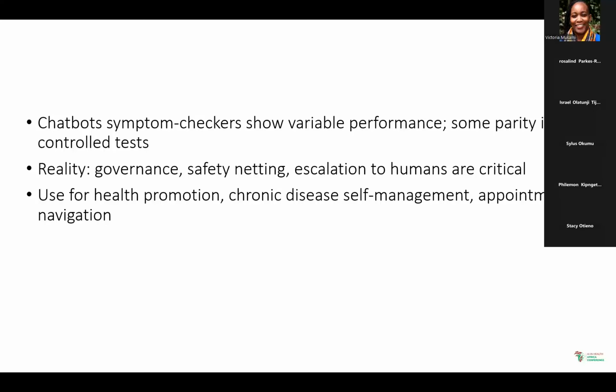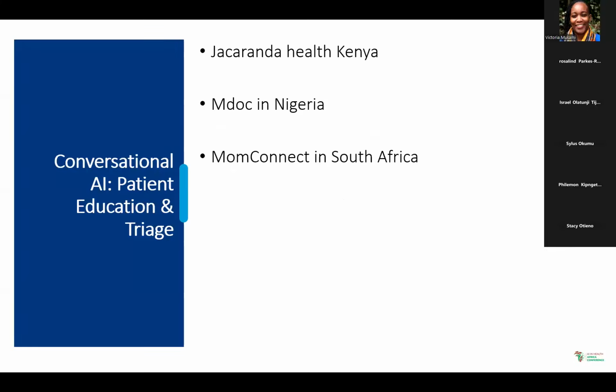When we come to natural language models, chatbots, symptom checkers show variable performance. There's some parity in controlled tests, but in reality, they're very difficult to get working. They're being used for health promotion, chronic self-disease management and appointment navigation. But in terms of showing impact and real world outcomes, we're really failing to generate evidence on whether these things work.